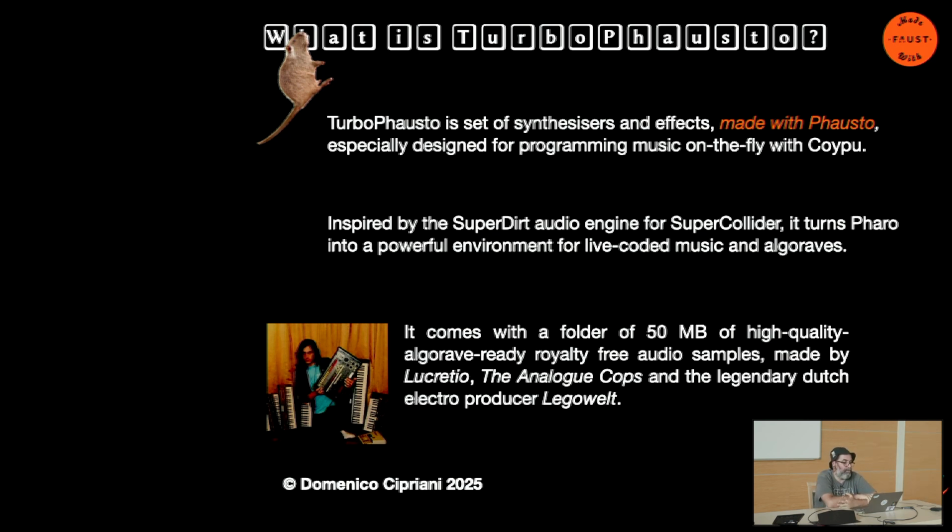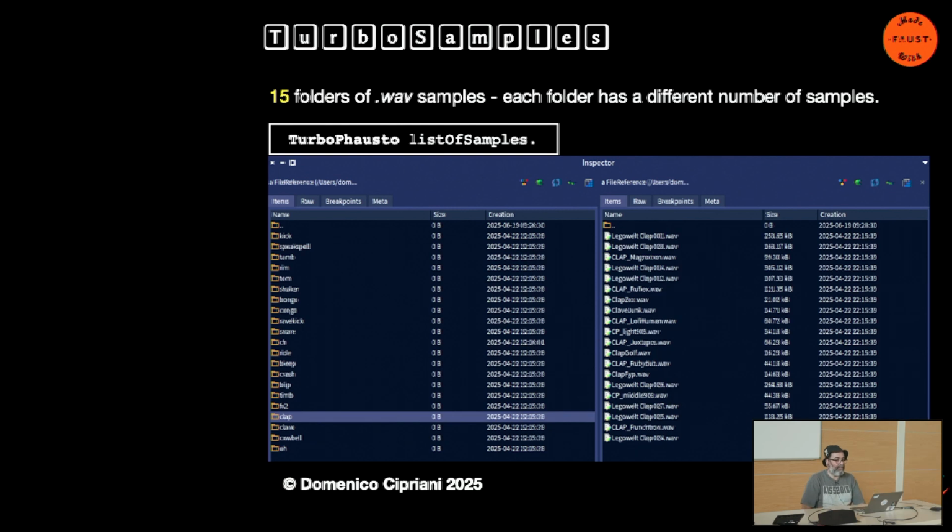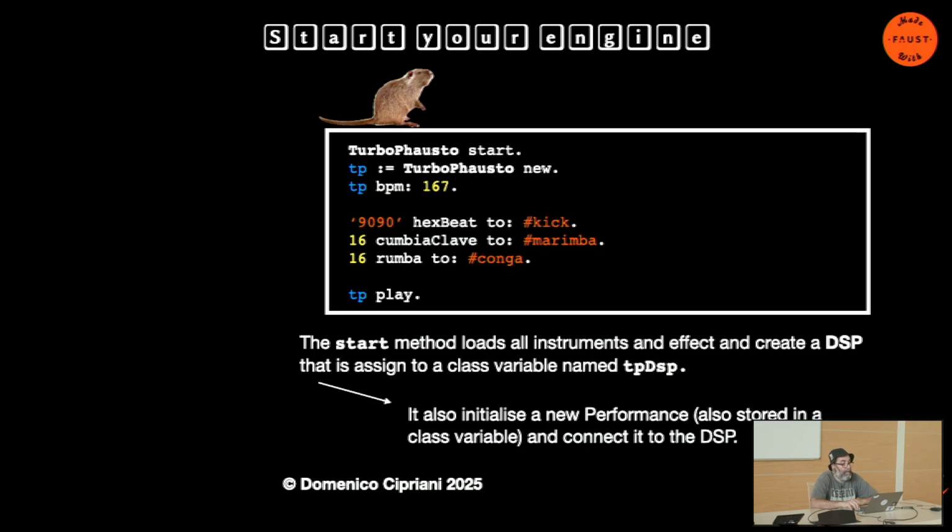I asked him, can you donate your samples to Pharo and to Phausto? He said yes, but please put my PayPal so people can donate to me if they use it and they like it. Okay, so we have this extension. We have a lot of folders. You have to download the folders of Turbo Phausto samples, and inside every folder you have a different amount of samples. You have the classics like kick drum, tambourine, tom, bongo, conga, snare. You have clave, cowbells, open hi-hat, closed hi-hats, and the sounds are very good.